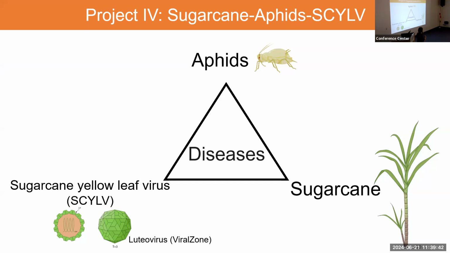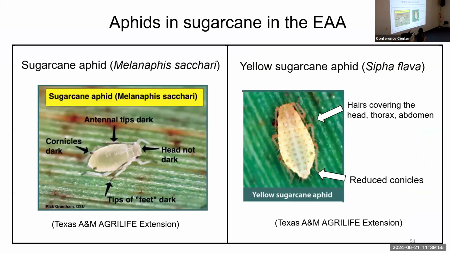And what they can do is they can transmit sugarcane yellow leaf virus. But the problem here is we don't know which species is exactly transmitting this virus. So just to give you some introduction, these 2 are the common aphid species in sugarcane. One is the sugarcane aphid you see on the left-hand side. The sugarcane aphid is a big pest, not only in sugarcane, but also in sorghum. So it's getting more attention nowadays.